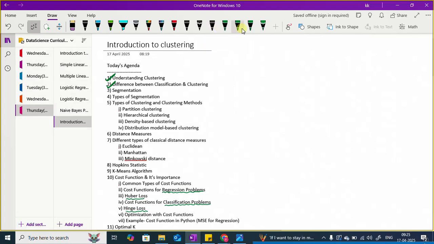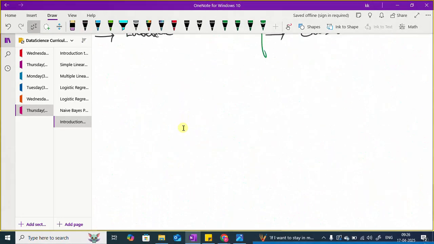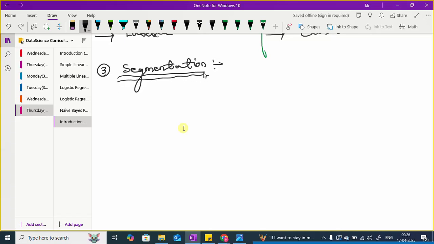Now, the next one is segmentation. But before entering segmentation, let's cover the two things that I covered on my whiteboard. Let's jump into the PPT and see whether the things I explained on the whiteboard are written the same way, or anything extra. Okay, now let me quickly jump into my PPT.